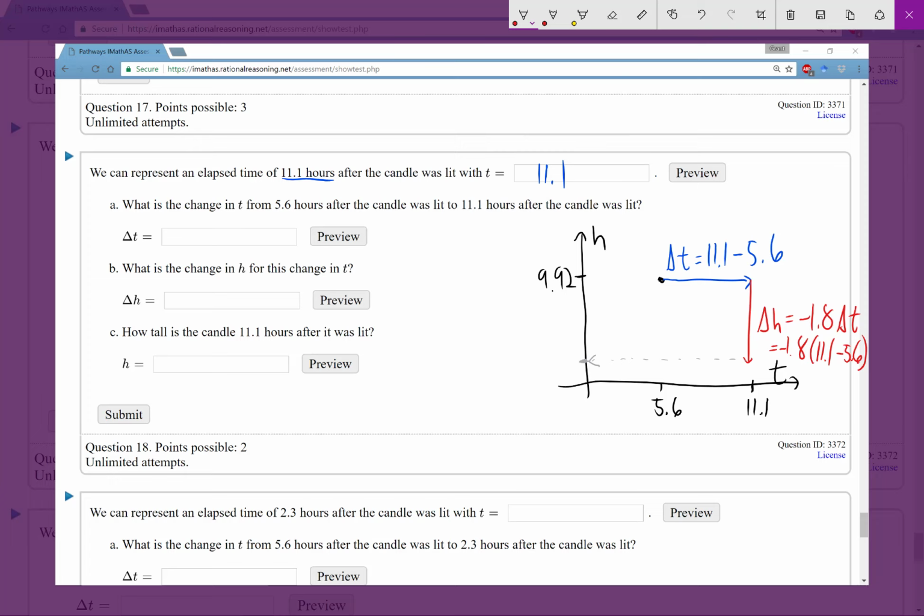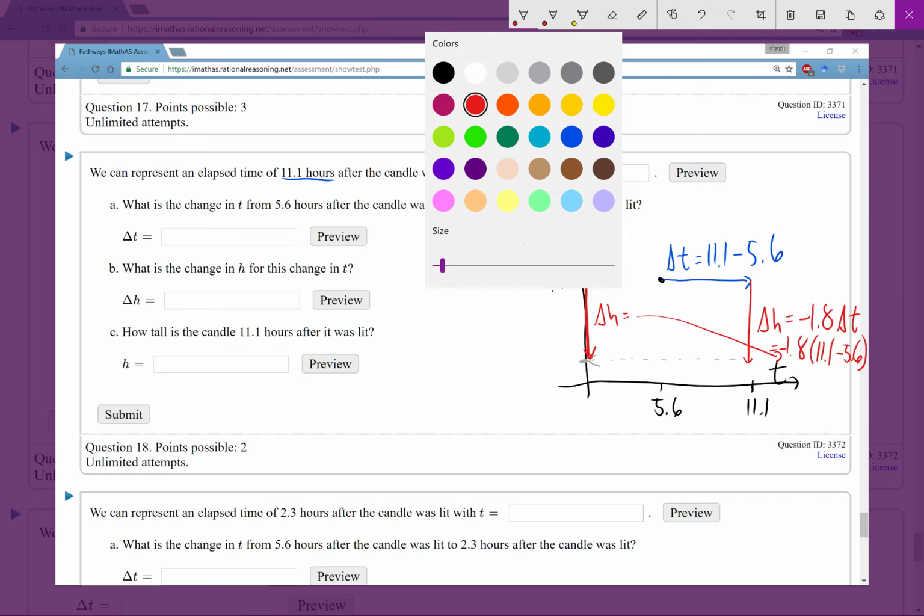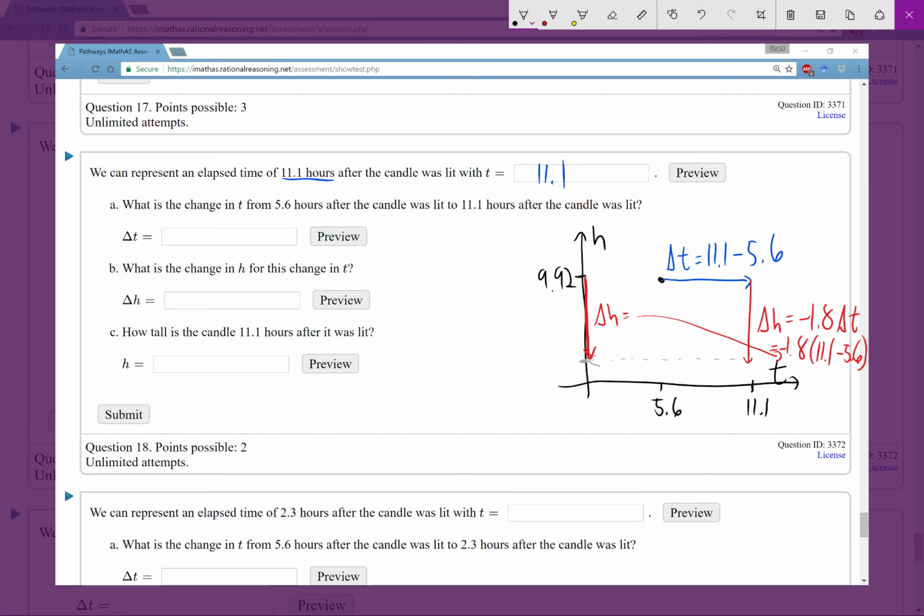So the candle started at a height of 9.92 inches, and as T increased from 5.6 to 11.1, the height of this candle decreased by this much. We know what this change in height is. The change in height is whatever this value is over here. So this new value of H, or the height of the candle, 11.1 hours after it was lit, is equal to the initial value, 9.92, plus whatever the change in height was, which was negative 1.8 times 11.1 minus 5.6.